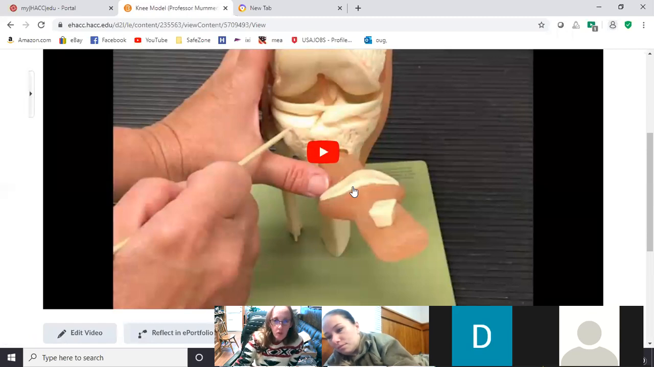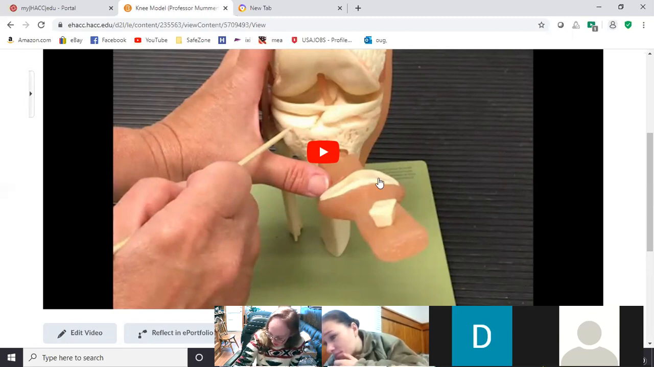So find on the worksheet where the knee model is. When you found it, let me know. It's on page 6.